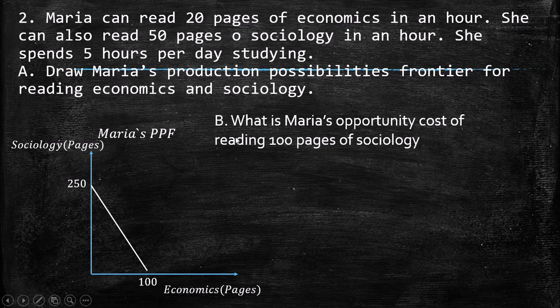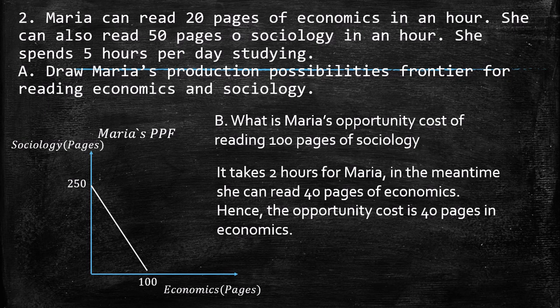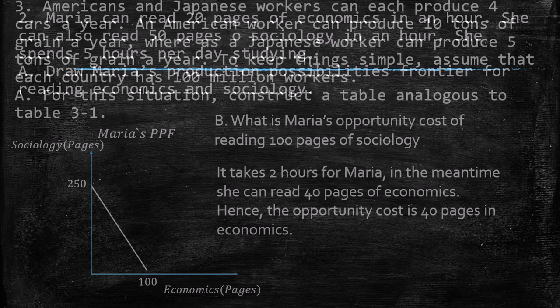That's it. The second question, B, is, what is Maria's opportunity cost of reading 100 pages of sociology? It takes 2 hours for Maria, because she reads 50 pages per hour. So in 2 hours she will read 100 pages of sociology. But in the meantime she can read 40 pages of economics. Hence, the opportunity cost is 40 pages of economics.